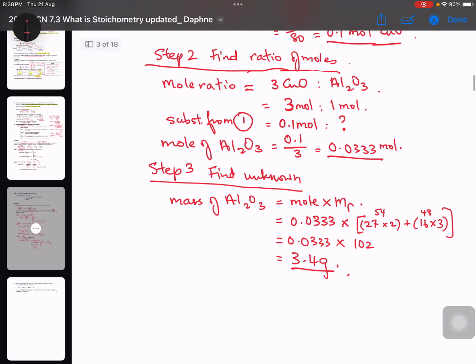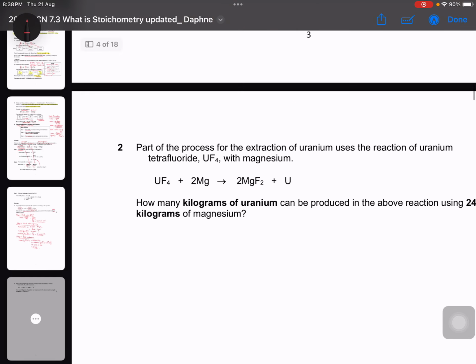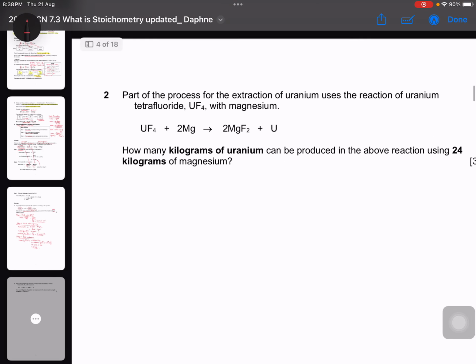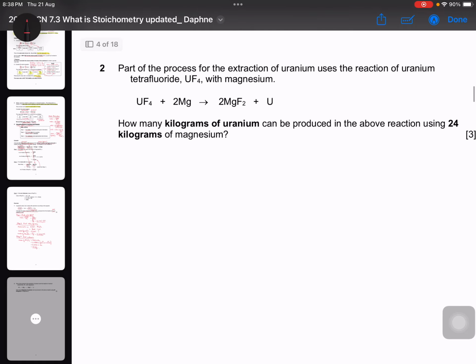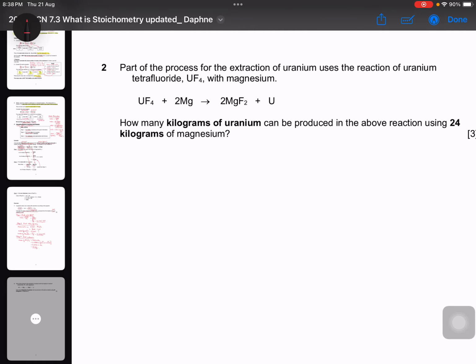Now, your job is to try question 2. Try it yourself. How can you solve this question? Follow the steps in question 1. So I'll start for you.